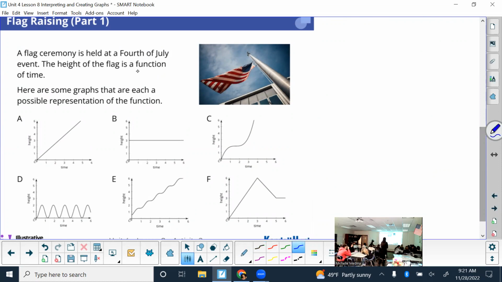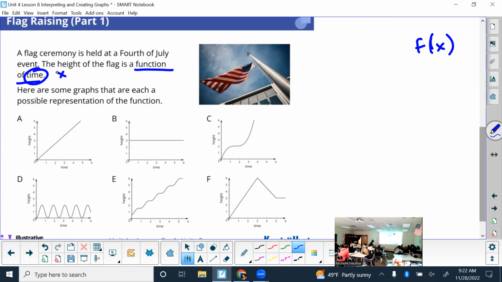Just a side note, function of time. We've been talking about function notation a lot, which is this, f of x. How do I say it? F of x, so it's function of x. So when it says function of something, guess what that something is? X, or in other words, your input or your independent variable, all of that stuff. Just trying to refresh your memory.